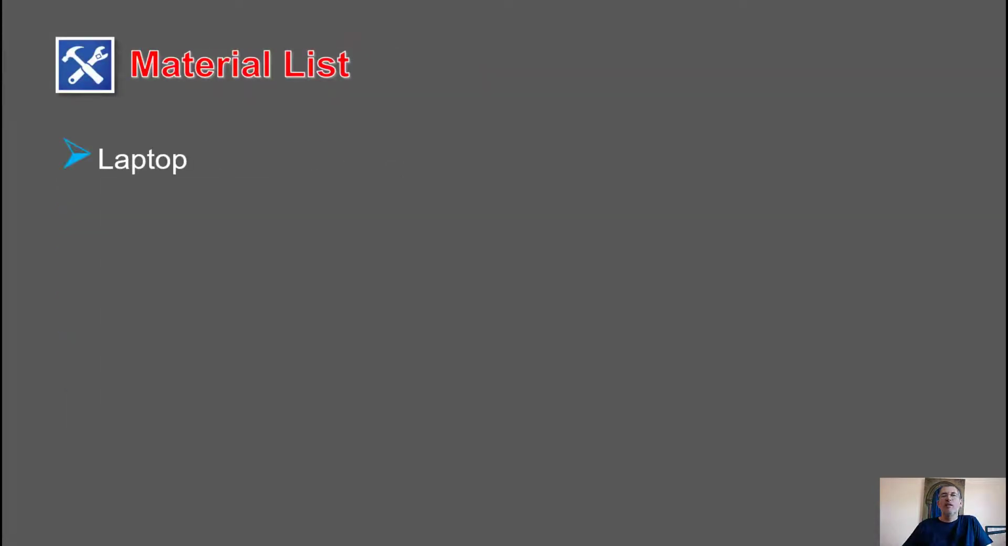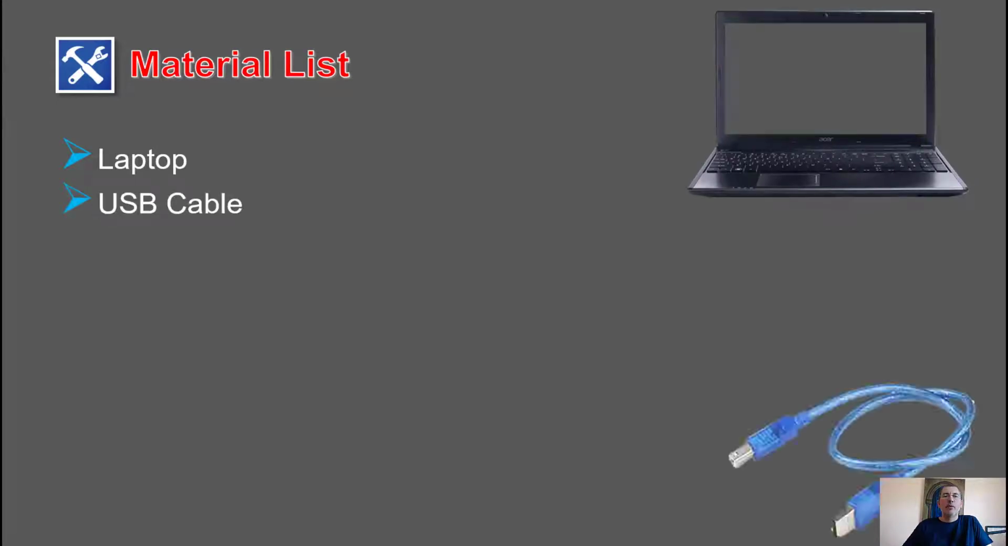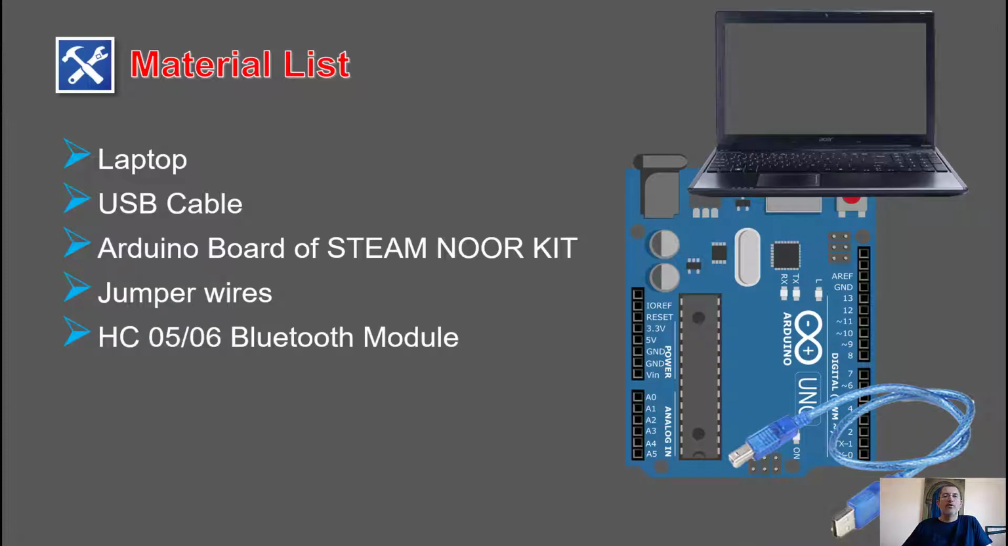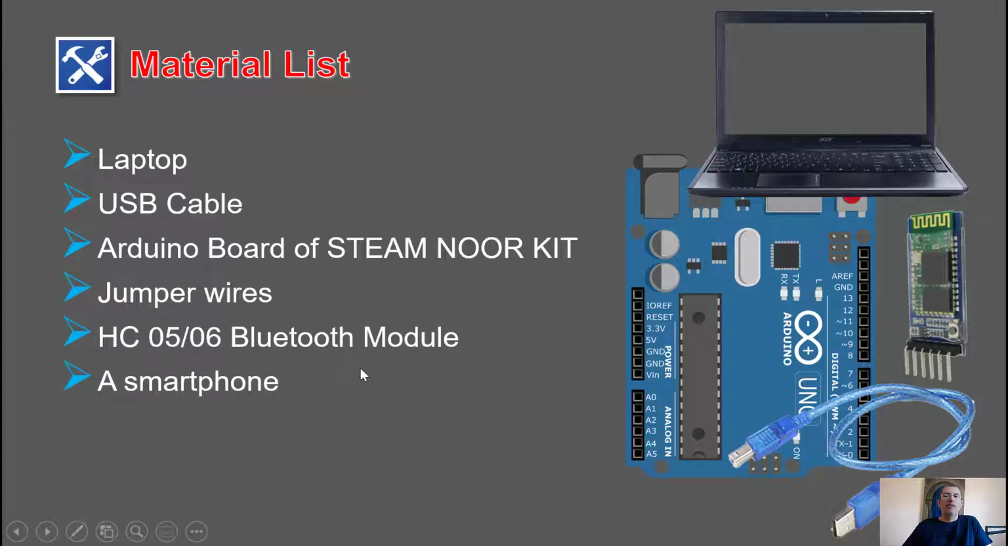So, list of material: you're gonna need a laptop, a USB cable, an Arduino board, or basically a STEAMNOR kit or an Arduino board, a couple jumpers, an HC05 or 06 Bluetooth module, like the one we have here. You need a smartphone, and it could be an Android or iPhone, shouldn't matter. For this exercise, we're going to be using Android, since I have an Android.